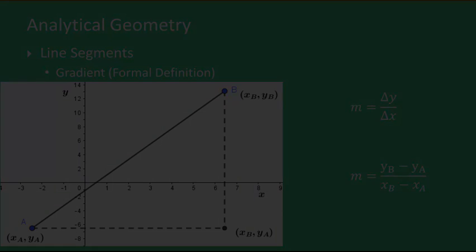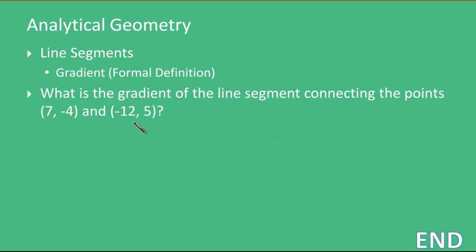Okay. So let's look at this example. We need to find the gradient of the line segment connecting the points 7, minus 4 and minus 12, 5. So here is a little sketch. Here is the point minus 12 and up 5, and here is the point across 7 and down 4. So this is minus 12, 5, and over here we have 7, minus 4.